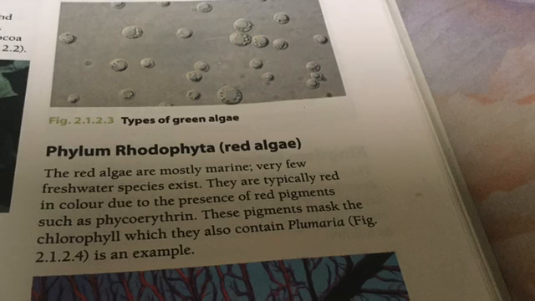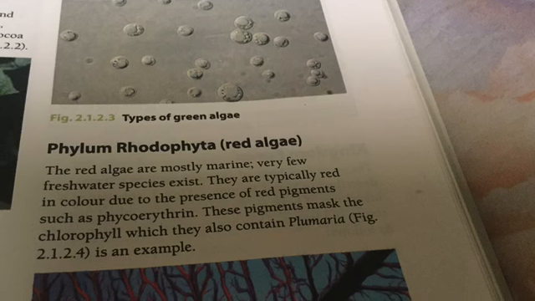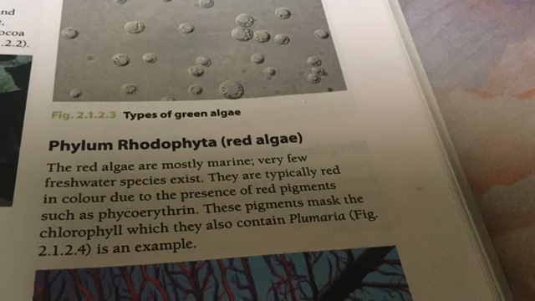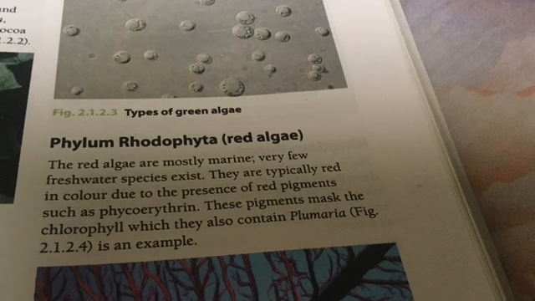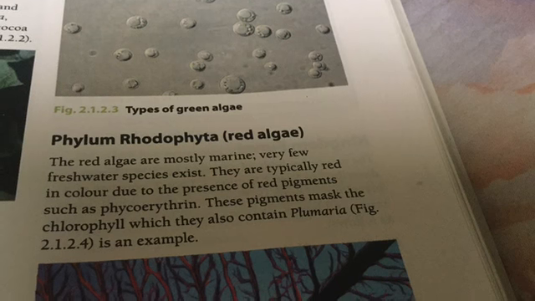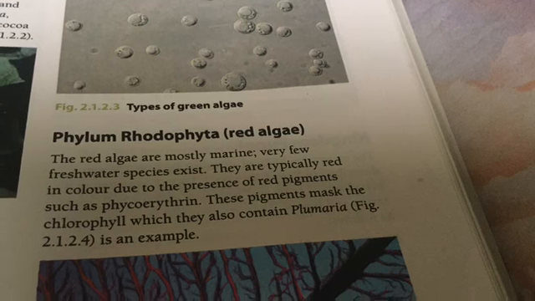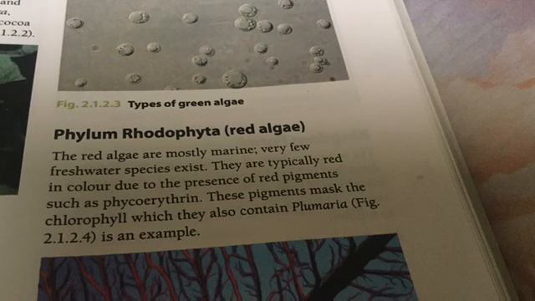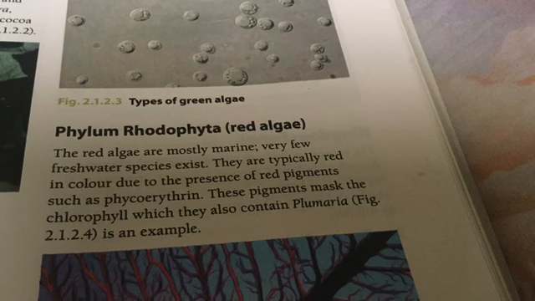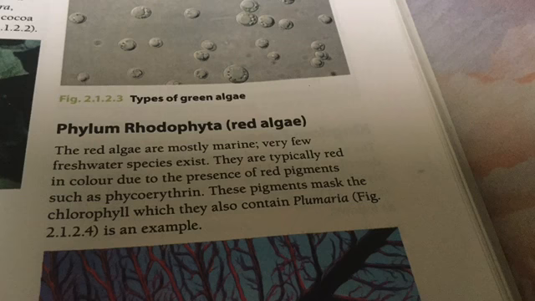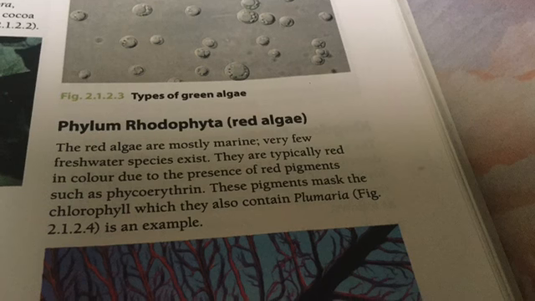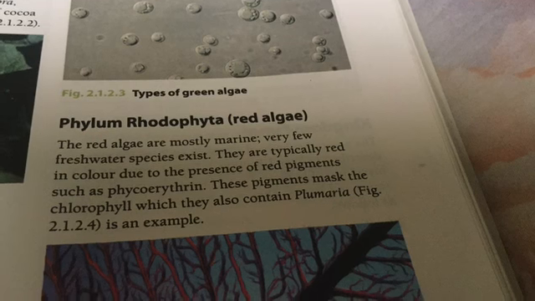Phylum Rhodophyta, red algae. The red algae are mostly marine. Very few freshwater species exist. They are typically red in color due to the presence of red pigments such as phycoerythrin. These pigments mask the chlorophyll which they also contain. Plumaria is an example.